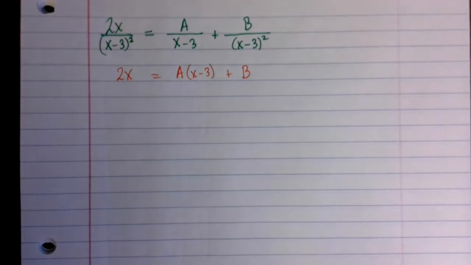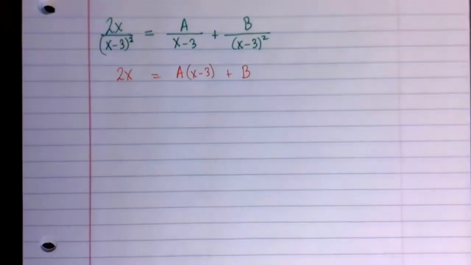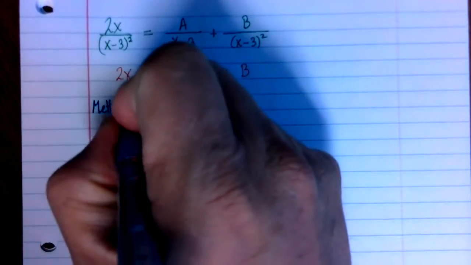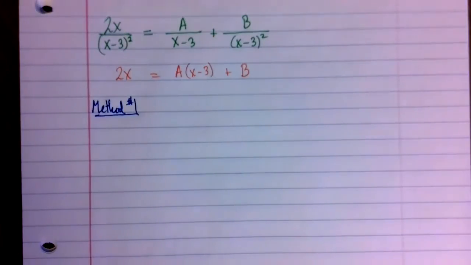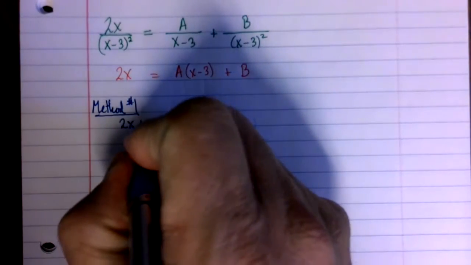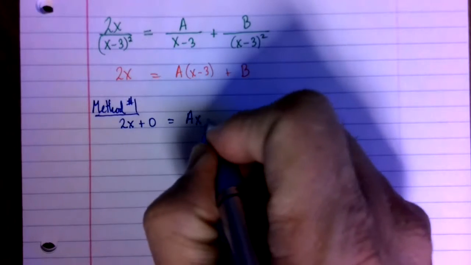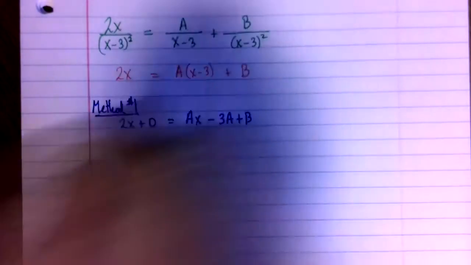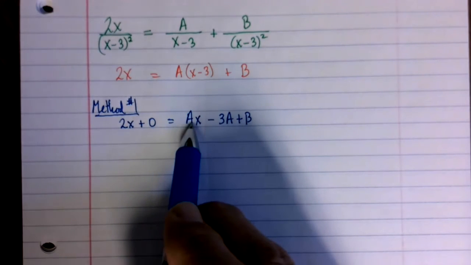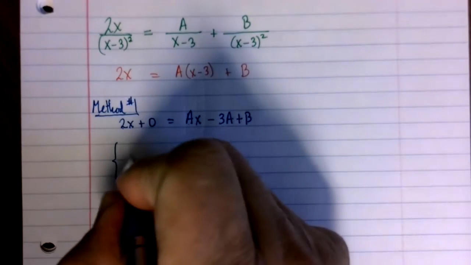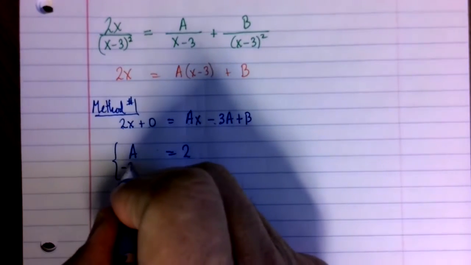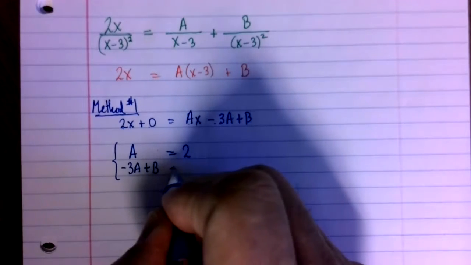And then we need to solve for a and for b. For this, there are two ways of solving this that make sense, and I'll do this in different colors. So method number one. Method number one always works. It may not be the easiest method, but it always works, and that is to multiply out. So I have 2x plus 0 is equal to ax minus 3a plus b. And then I'll match the parts. So the linear part here matches the linear part here, so a is equal to 2. And then the constant term here matches the constant term here, negative 3a plus b equals 0.